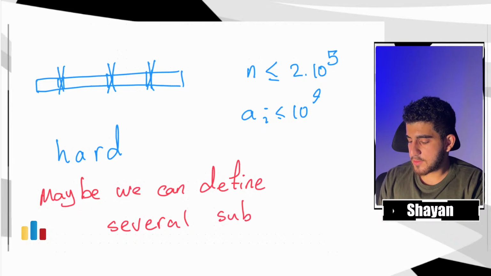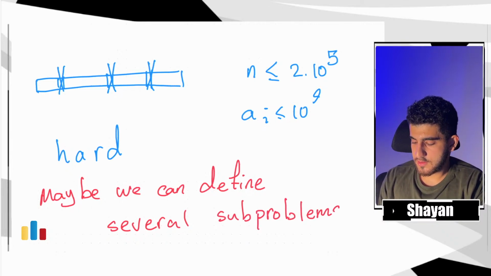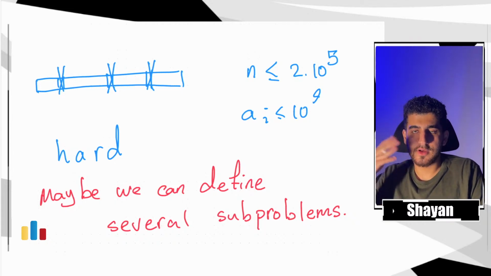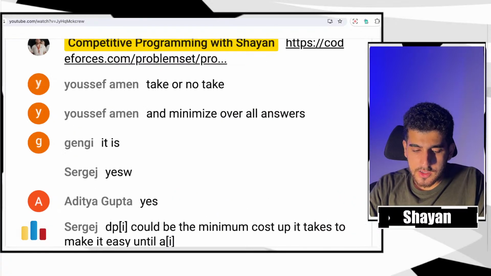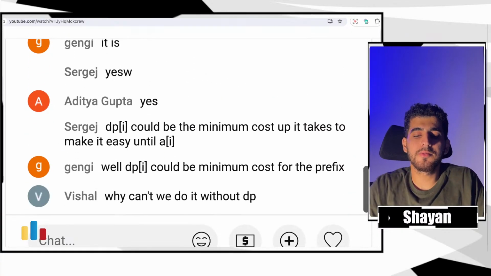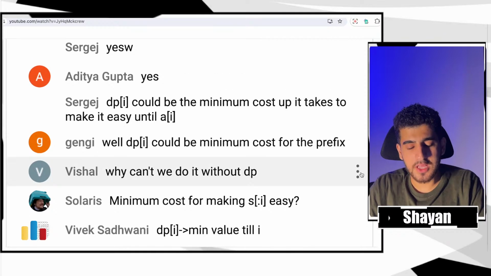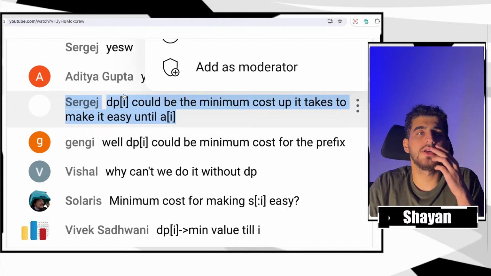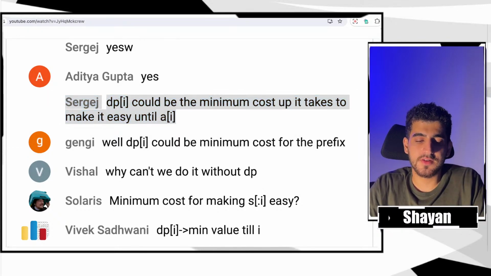Such that these subproblems can be easily calculated using each other. What do you think our subproblems can be? DP of i could be the minimum cost it takes to make it easy. Yeah, that's a good starting point for an idea. DP of i can be the prefix of length i. What is the cost of the prefix of length i?